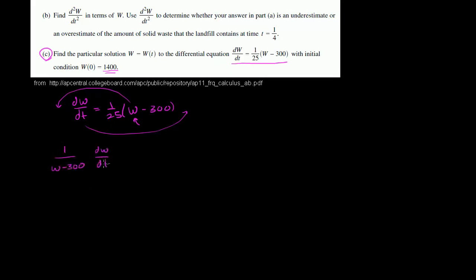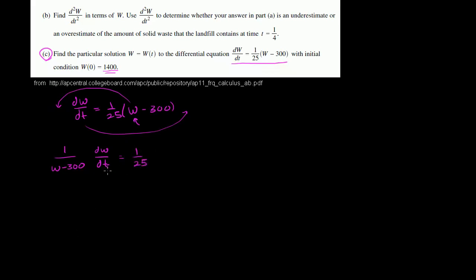So let me rewrite this differential equation. We have dw dt is equal to 1 over 25 times w minus 300. Now this differential equation, we have w here, and we have this dt, but we don't have t anywhere else. So what I want to do is get the parts that involve w onto the left-hand side, and anything that deals with dt on the right-hand side. So let's divide both sides of this equation by w minus 300. So we would have 1 over w minus 300 times dw dt, the derivative of w with respect to t, is equal to 1 over 25.